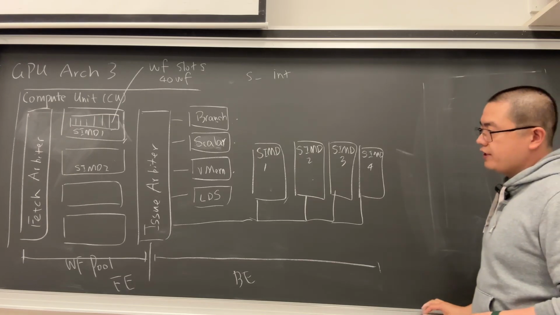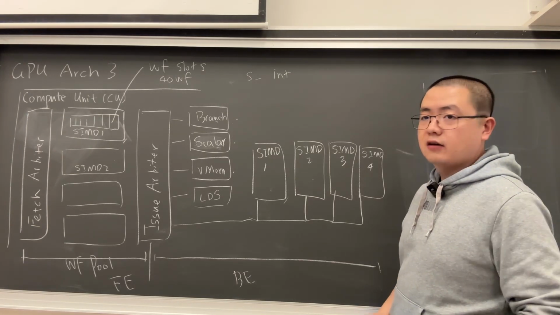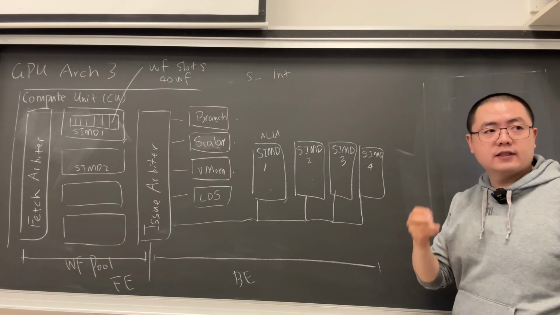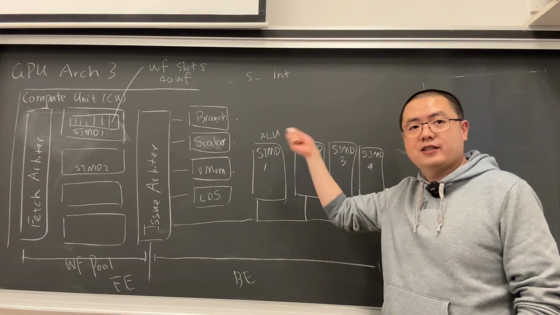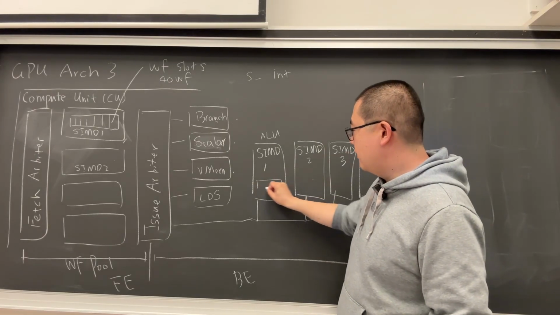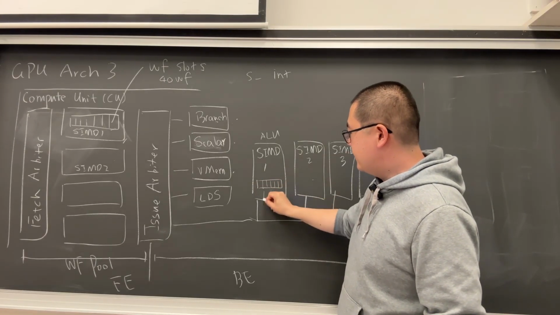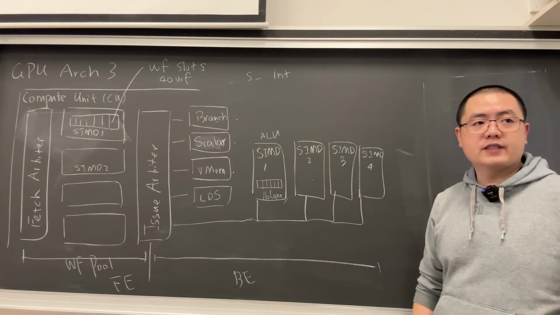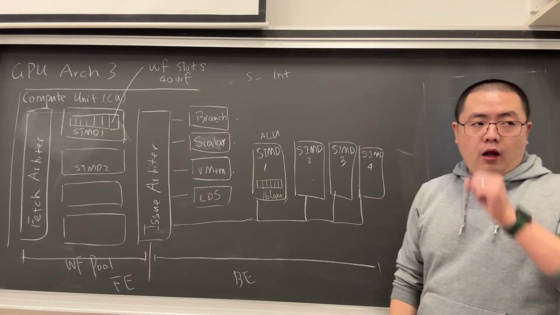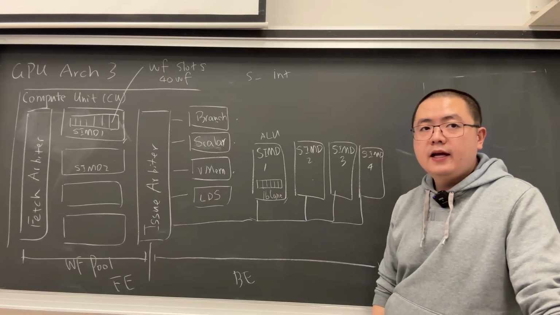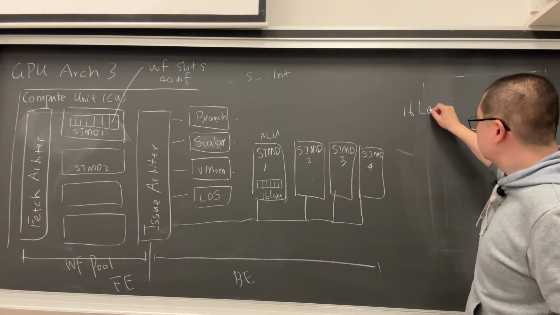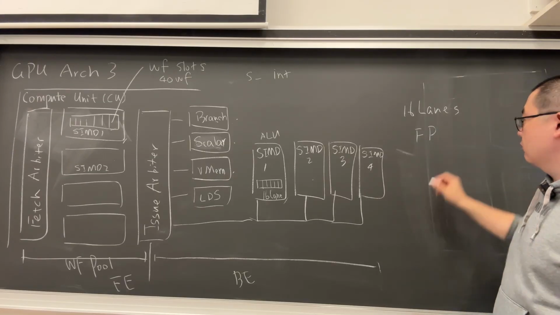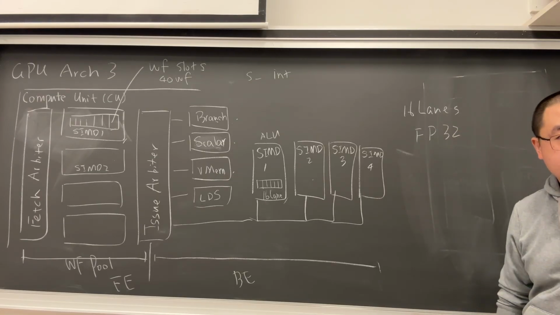Okay, so each SIMD is a group of ALUs, right? The arithmetic logic unit is where the calculation happens. So combinational logic here. Now within a SIMD, there are 16 lanes. We call them lanes. So basically 16 ALUs that can perform 16 operations per cycle. When I say 16, these 16 lanes refer to single precision floating point lanes. Okay?